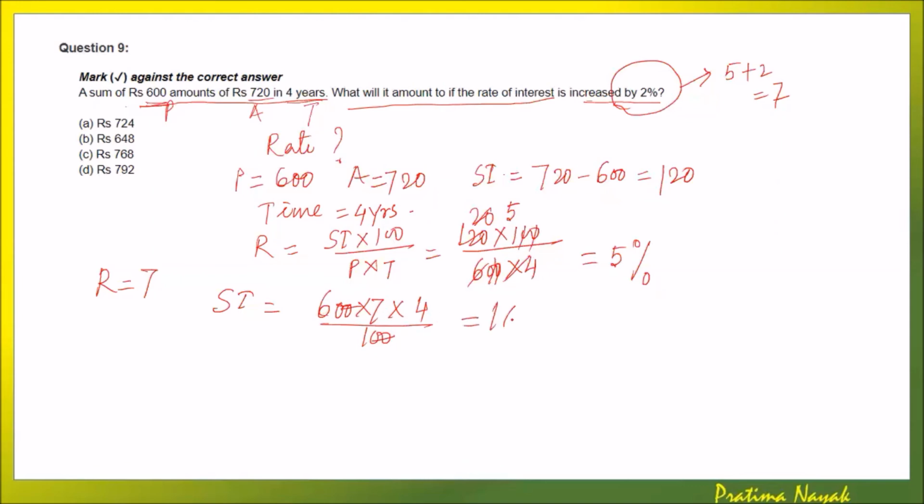Multiply 168. So what will the amount? Amount will be your 600 plus 168. It will be rupees 768. Or we can do this question in this way. What will we get at a rate of 2%, then we'll also add it to the previous amount, then it will also be the answer. I hope you have got my point.